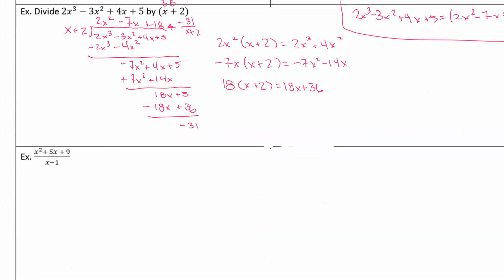Let's look at one more example. After this, you're going to do the highlighted problems. Our divisor here, because a fraction bar means divided by, is x minus 1. Our dividend is x squared plus 5x plus 9. So x times what equals x squared? Well, that would be x. Multiply that, or distribute it to our divisor. We've got x squared minus x. Subtract that.